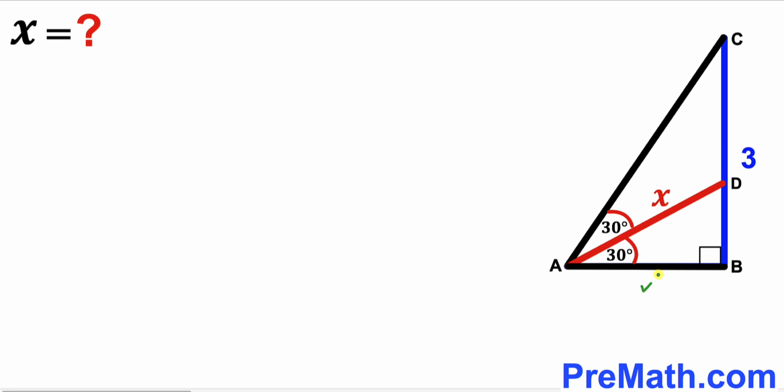As you can see in this given diagram, we have this right triangle ABC along with the angle bisector AD, which is represented by x. Moreover, this angle DAB is 30 degrees, and likewise this angle DAC is 30 degrees as well. Furthermore, this whole side BC is 3 units. Now our task is to find the value of x. In other words, we are going to find this whole length AD.